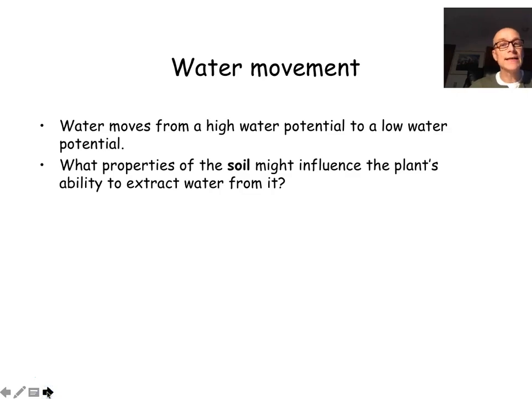So we talked last time about the fact that water moves from high water potential to lower water potentials, less negative to more negative. Today we'll talk a little bit about the properties of soil that influence the ability of plants to extract water from the soil, and then later also the effects that the humidity of the air surrounding the plant has on water flow through the plant.